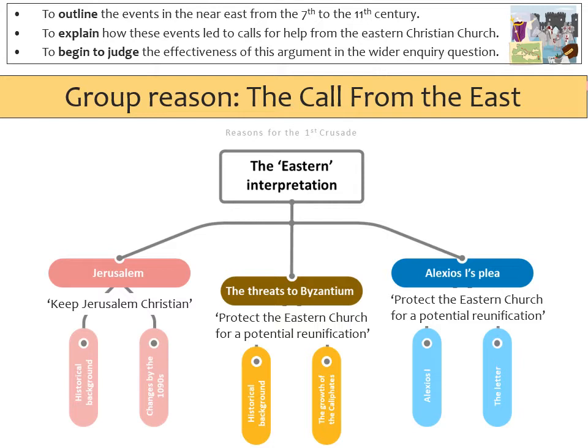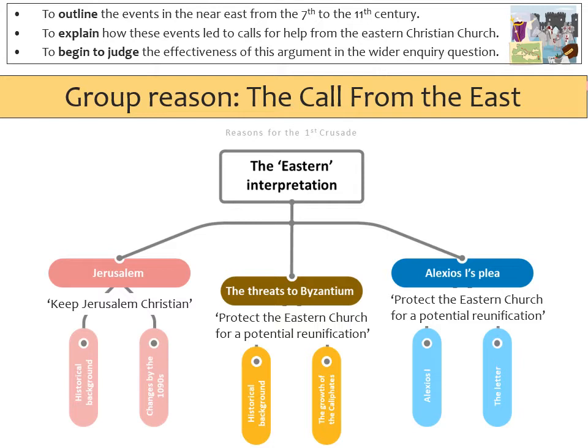So on the mind map which you've been given, or you can do it in your own style. You don't have to necessarily use the document I've given you. You don't have to print that off. You can copy it out if you like. I'd like you to make notes on Jerusalem, the threats to Byzantium, and Alexius I's plea. And for each of those particular subheadings, you can make notes from that, so that hopefully you should have quite a large mind map at the very end of this.